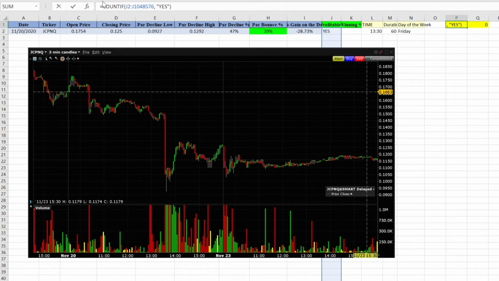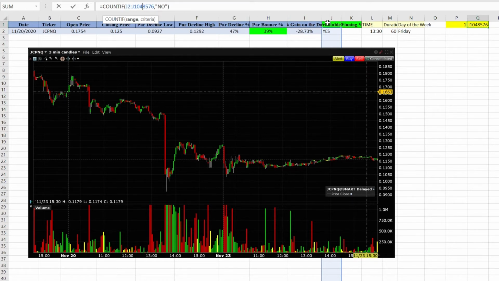So COUNTIF statement, and you make a reference to J2. So basically you say, give me this range and count how many yes statements I have in this range. And I hit enter, and as you can see, I have just one yes and 0 no's. So for no, it's the same thing. It's COUNTIF statement.